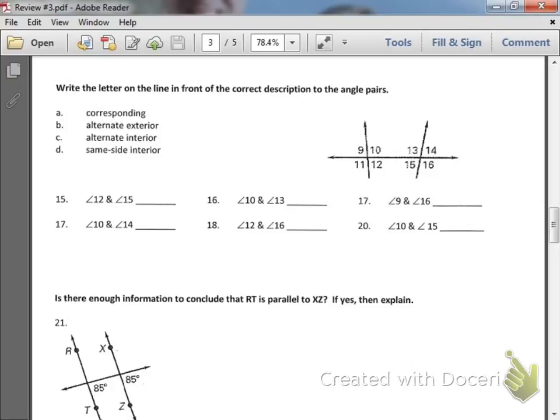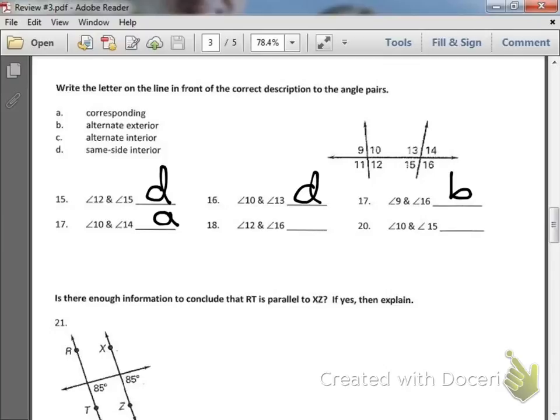So number 15, we're looking at angle 12 and angle 15. What's the relationship there? Same side interior, so that's D. Angle 10 and angle 13. Also D, same side interior. Angle 9 and angle 16. Careful. Nope. B, they're definitely alternate, but they have to be exterior because they're outside of the two lines. Good. 10 and 14. Nope. A, those are corresponding. They're both in the same position related to the intersection.